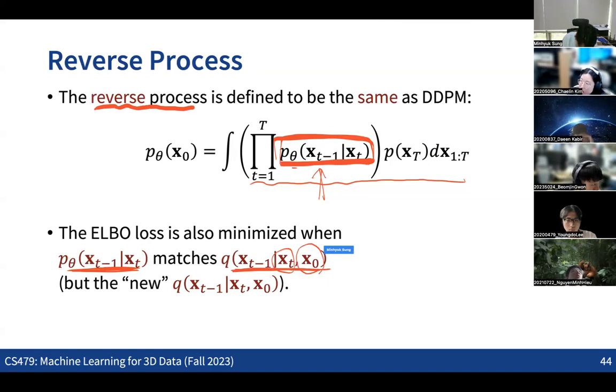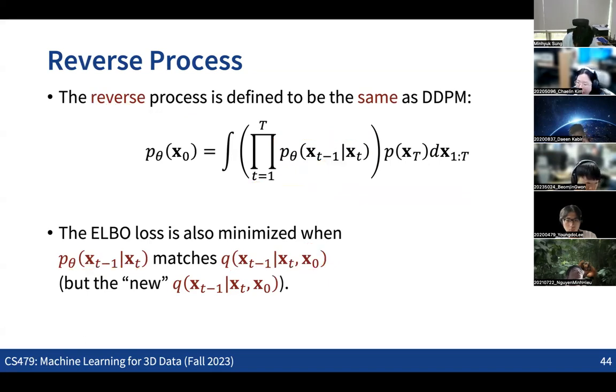But here the thing is that while we are minimizing these two, in the forward process we defined this conditional distribution in a kind of new way, right? So now this distribution is not exactly the same as the DDPM distribution. What we are going to do is match this reverse transition to be the same as the new distribution like this. So that's the difference.